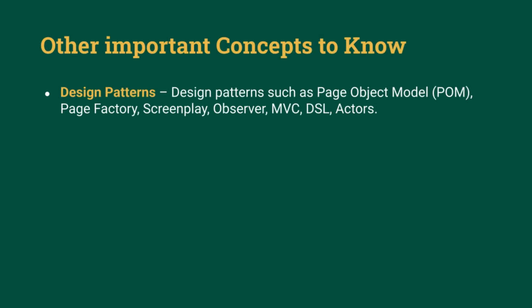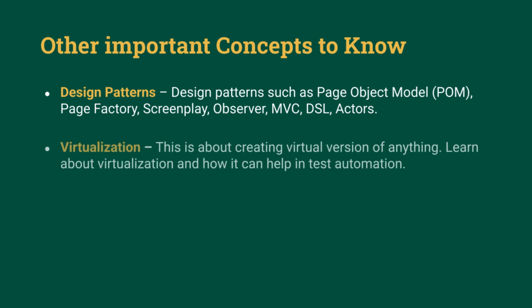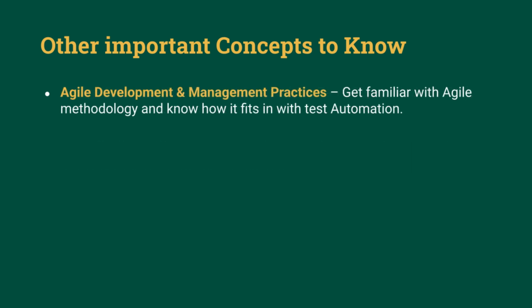You should also learn about design patterns. Design patterns are solutions to software design problems you find again and again in real-world application development. It will help you solve your problem with a specific set of code. Virtualization is about creating a virtual version of anything you desire. Learn about virtualization and how it can help in test automation. Also learn about agile methodology and learn how it fits in with test automation.